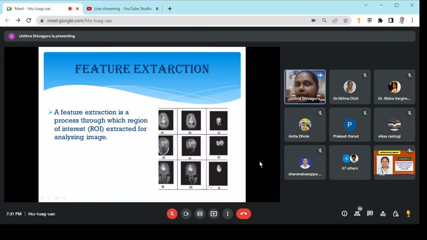From this we will be extracting the features: the size of that particular tumor, the color and the volume will be taken, and this is going to be given as the input to the next technique, called the classification technique.